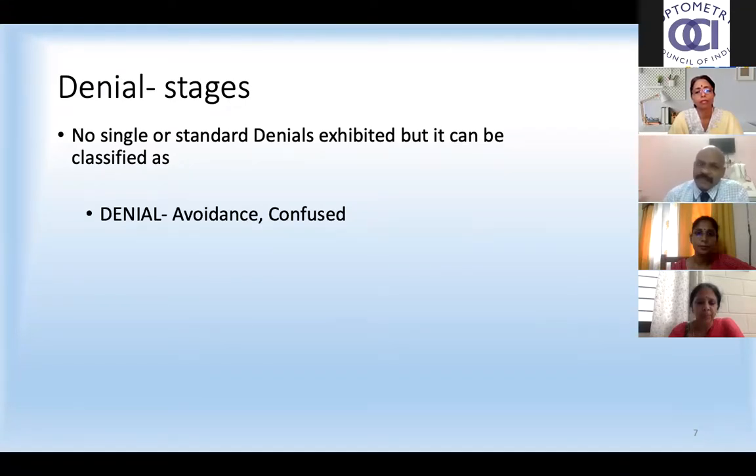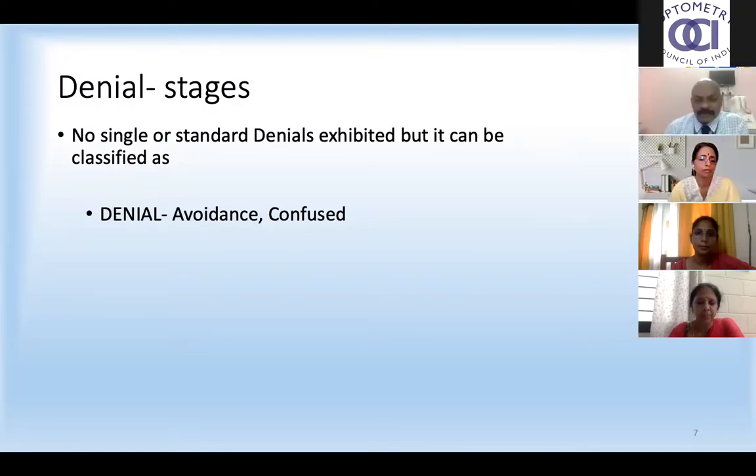When a person is told that he has to wear glasses, or he requires a certain correction for near, or a kind of correction over the glasses he's wearing, the first thing will be something like an avoidance. He's pretty confused why he requires glasses. So far I have used no correction, no glasses, or no extra glasses for reading, and now suddenly, why do I require glasses? The first stage is a kind of denial.